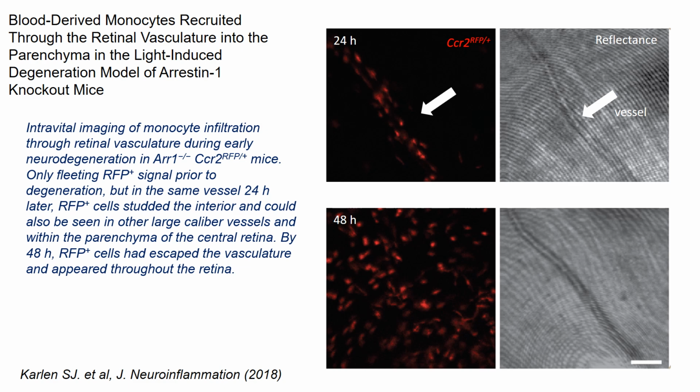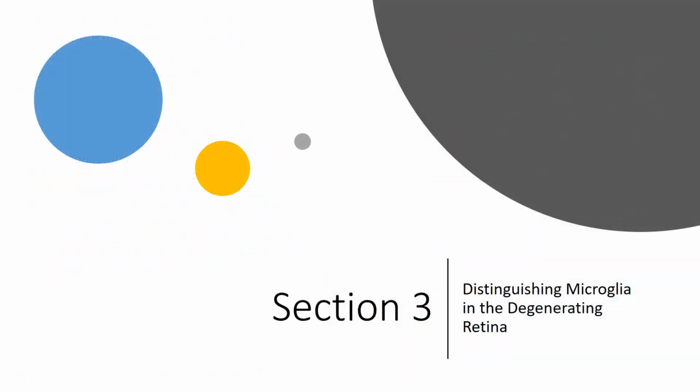These monocytes are arrested at the endothelial cell level in the vascular compartment, whereby at 48 hours you can see beautiful extravasation of these monocytes in the neuroretinal parenchyma. Then raising the question of which specific cell type might be invading the outer retina. Is it the microglia or the monocyte? That is the topic of the next section.